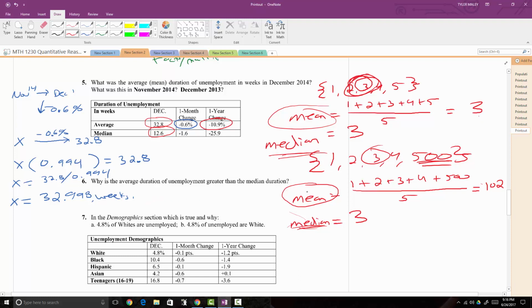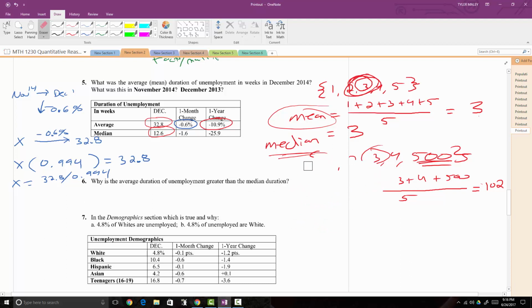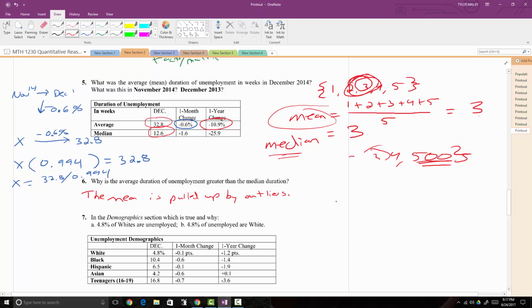So what we could say here is the following. I need to make some more space, so let me erase this. So what I could say here is that the mean is pulled up by outliers. Some people have been unemployed for a very long time. So something like that gets us along that line of thinking.